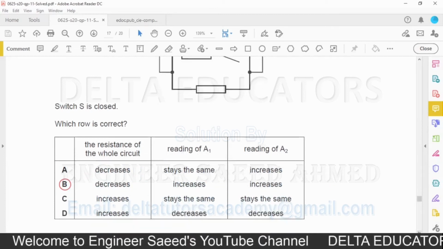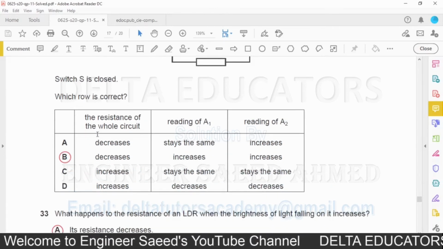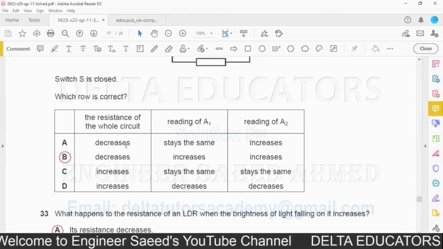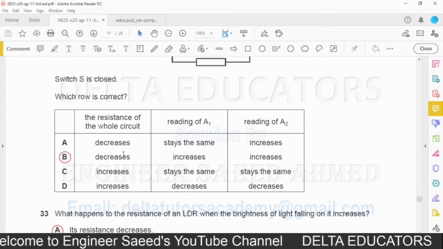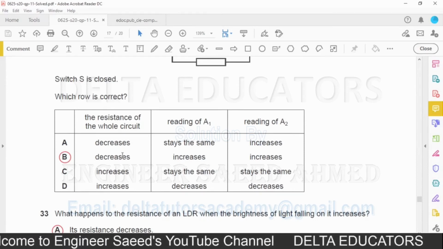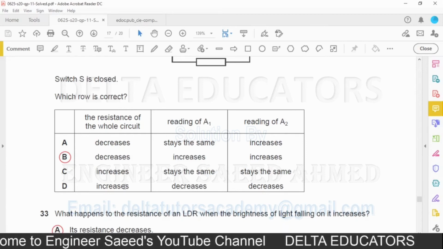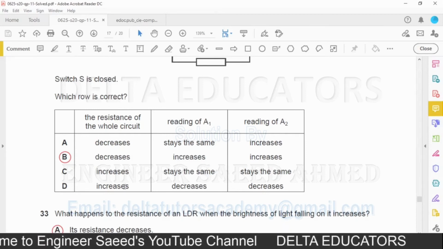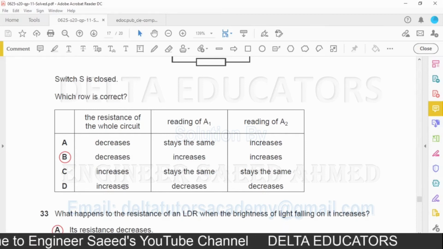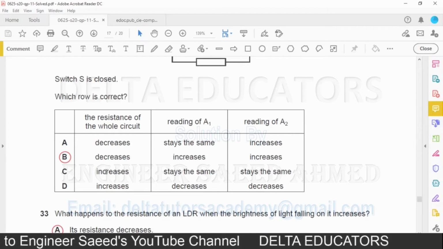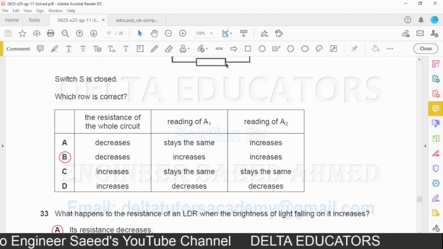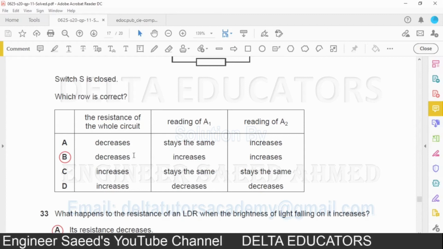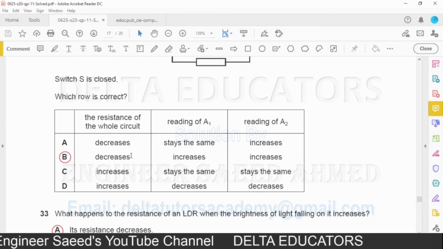In options A and B, it is given that the resistance of the whole circuit decreases. So our possible options are A and B. In C and D, it is given increases. It will not increase. If it is a series circuit, then it will increase. So here it is a parallel circuit. Here it will not increase. Here it will be decreased. So our possible options are A and B.